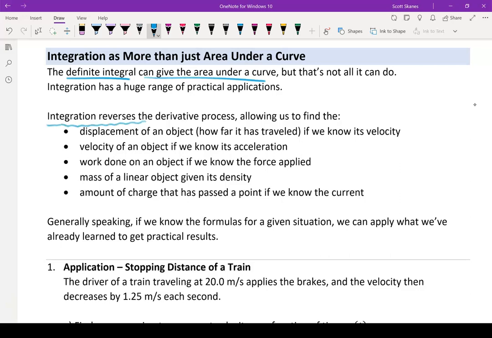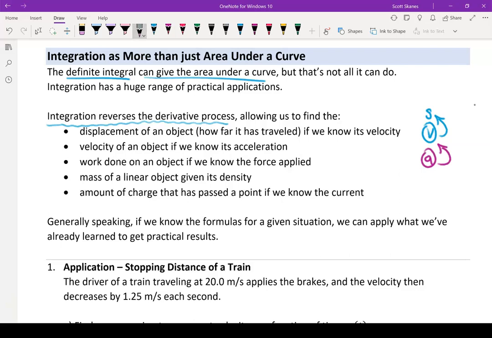Integration simply reverses the derivative process. That's one of the first things we learned in this unit. So if that's the case, it can allow us to find the displacement of an object if we know its velocity. Because remember, displacement s and velocity, if we go one way, we can reverse it and get the integral and get back its displacement. So we can start with velocity and move our way back to displacement. We can find the velocity of an object if we know its acceleration, because we can reverse it and go back to velocity.